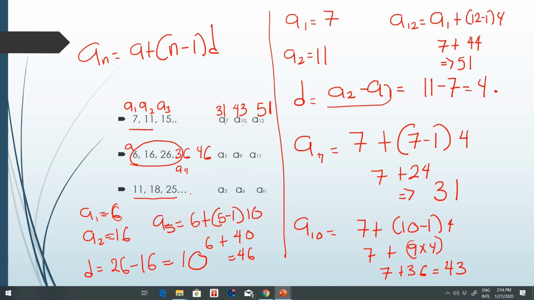So I'll let you guys do this one. Okay, you can just do this one, practice this one. I don't have much space. And let's go to other scenarios.